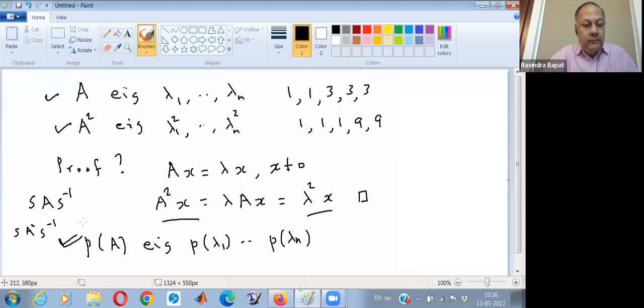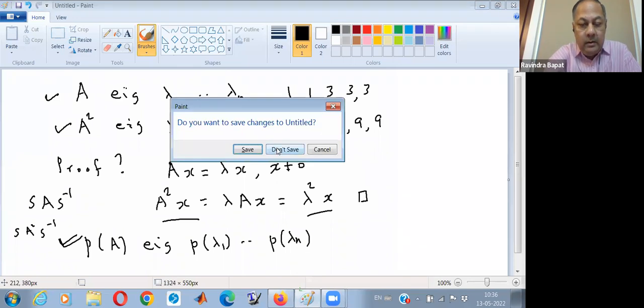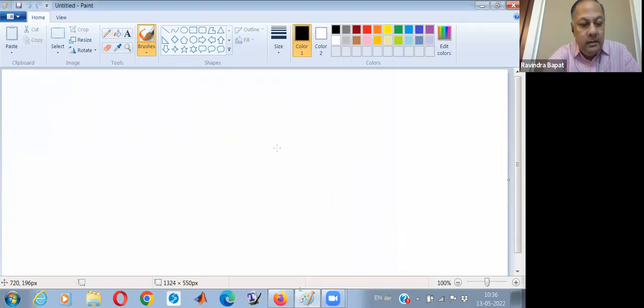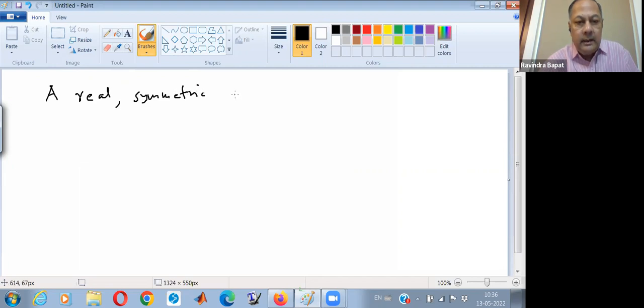And when you come to some special class, like symmetric matrices, I made a comment earlier that if you take a symmetric matrix, so let me now come to real matrices for a while. Actually, from now on, I'll mostly talk about real matrices. So if A is real symmetric, sometimes I'll just say symmetric, which means real symmetric, then the eigenvalues of A are real. They cannot be complex.